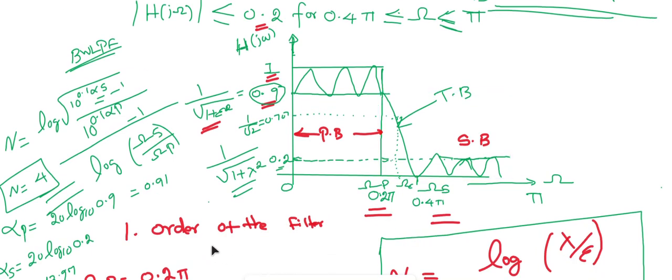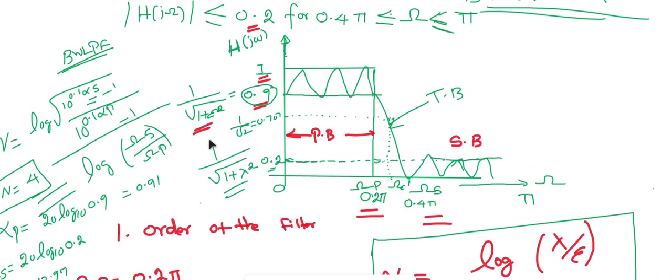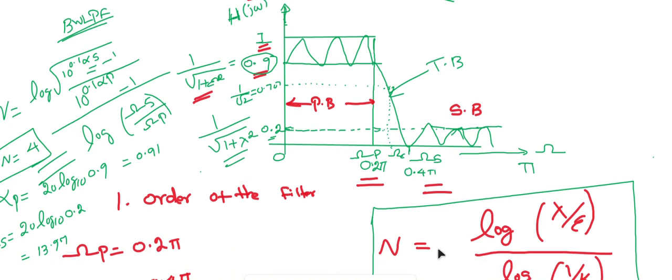Then the first step is to determine the order of the filter. What are the given specifications? The pass band edge frequency and stop band edge frequency are 0.2 pi and 0.4 pi. So what is the order of the filter? Either you can use n equals log of lambda by epsilon divided by log of 1 by k, or you can use n equals log of (10 to the power 0.1 alpha s minus 1) divided by (10 to the power 0.1 alpha p minus 1), divided by log of omega s by omega p. Using either one of these formulas, we can determine the order of the filter.